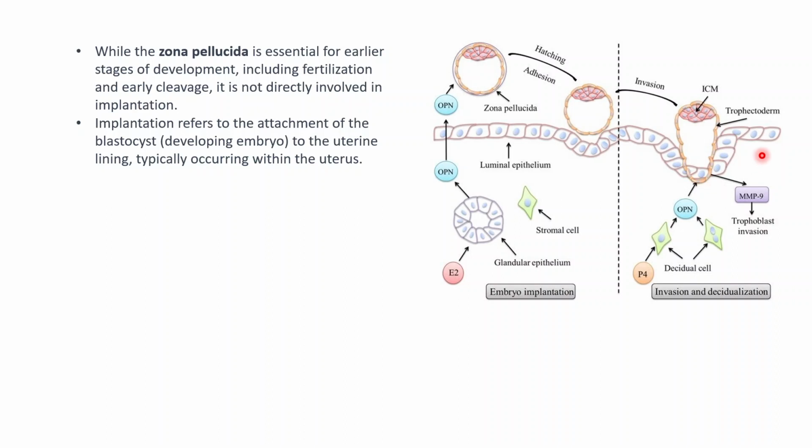Suppose the zona pellucida hatches before this embryo reaches the uterus, it will be implanted into the tube. So it is not directly related to implantation, but indirectly. The zona pellucida is like a cover, no? Unless the cover is broken, the blastocyst won't get implanted. You're correct. If the cover breaks early, it will be implanted into the tube, and that is the reason for tubal pregnancy.